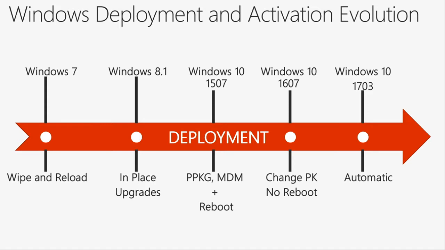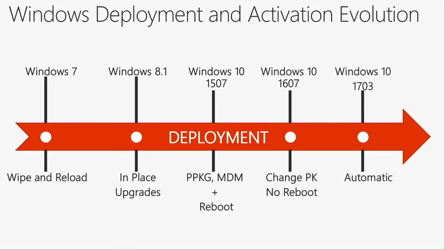In Windows 10, we started to make some real progress on making that a whole lot faster. With Windows 10 1507, we could do that using a provisioning package, using MDM, basically by injecting a new product key and rebooting, because there were new components that needed to be installed, new features that needed to be enabled, and that would happen on a reboot.